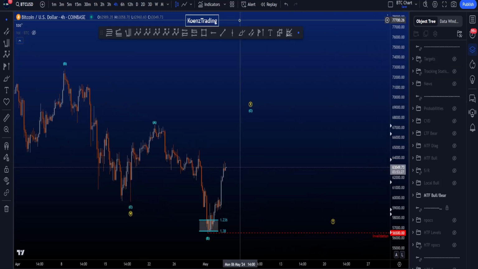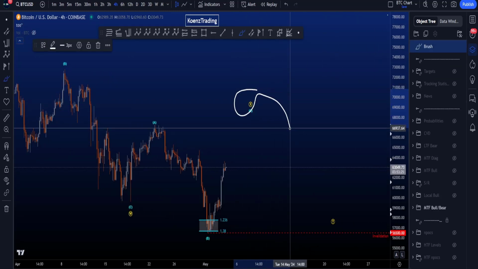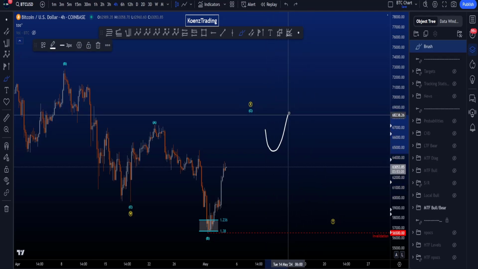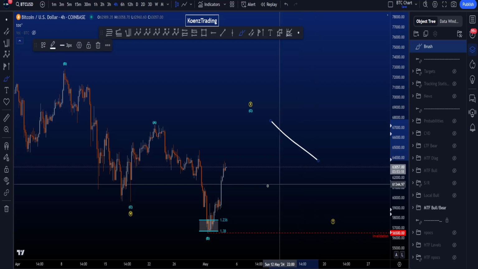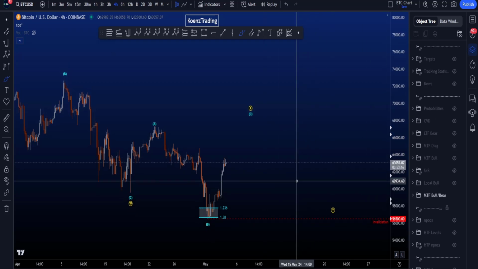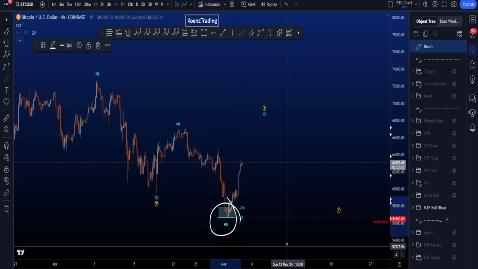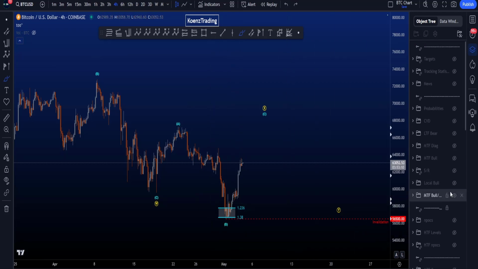After this wave X, we are then looking for a wave Y to the downside, most commonly a zigzag structure, sometimes a flat structure, and rarely a triangle. As long as price is not taking the high of wave A, the invalidation for this scenario is the low here at B at 56.5k.